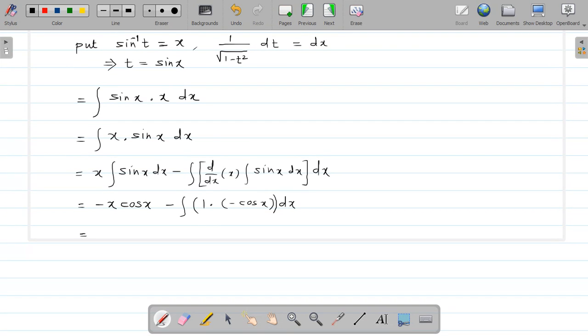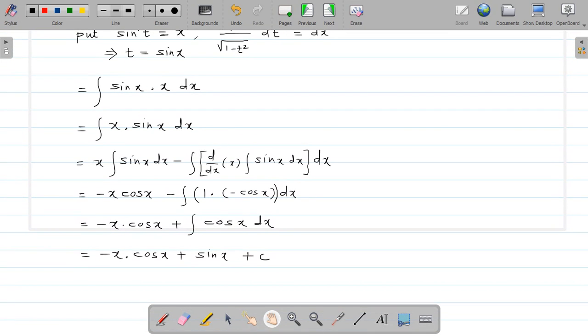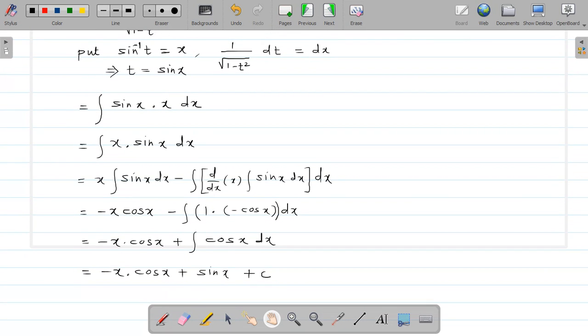Then it is equal to minus x into cos x. Now here it is 1 into minus cos x, that minus minus becomes plus, and into integration we have to evaluate the integration of only cos x, and hence we get minus x into cos x plus, now the integration of cos x is sin x plus constant. Now remember, we have to put the value of x here, resubstitution. Here integration is completed, resubstitute.